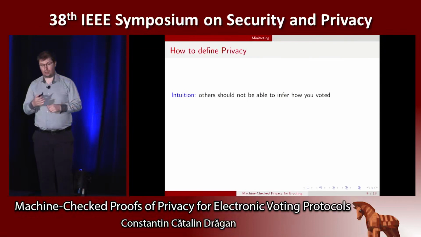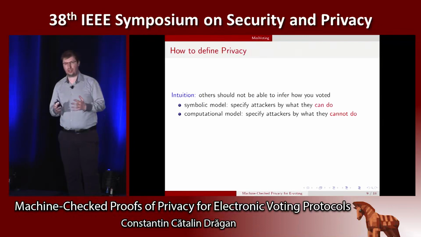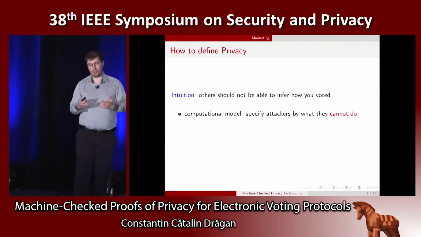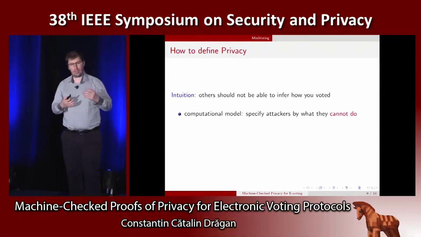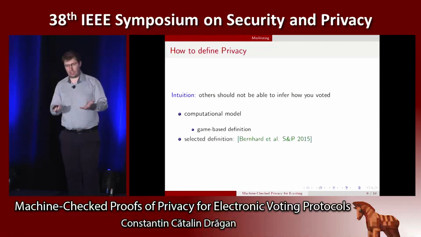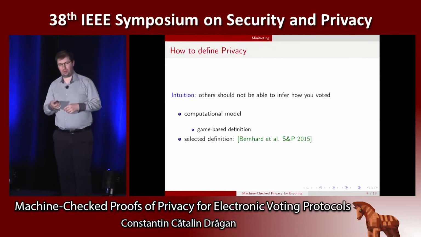Another important property is privacy, which is intuitively easy to define. It says that others should not be able to infer how you voted. But the definition is kind of difficult, as there are different models of how to deal with it. There are also symbolic models and computational models, and we'd like to select the computational model to better fit our tool. And then there are two main definitions, simulation-based and game-based. They're both widely accepted. We just selected one of those, a definition that was introduced two years ago by Bernhard, Cortier, Galindo, and Warinschi.